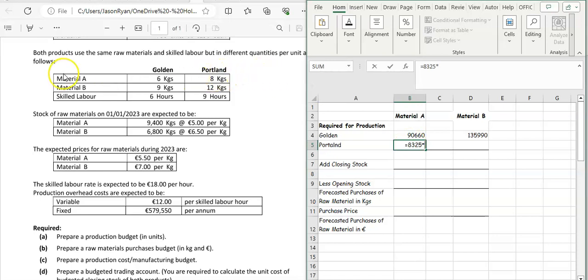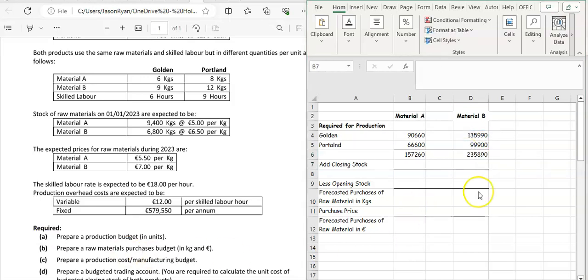And for Portland, for material A, we need 8. 325. And for Portland, for material B, we need 12. And I'm just going to add these two together to find out what's the total amount of material for A and B we need. And then we're going to add on our closing stock and take away our opening stock.